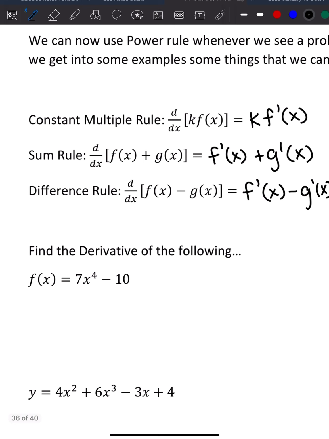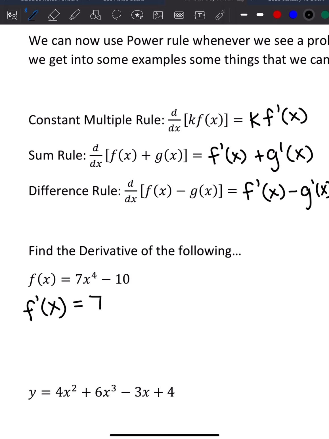So if I want to take the derivative of 7x to the fourth minus 10, I'm going to write f prime of x equals. We need f prime of x to say that it is a derivative. One thing that we don't have to show, but I'm going to show for the first little bit so that we can make sure we know what the pattern is, is to just write out what we're doing.